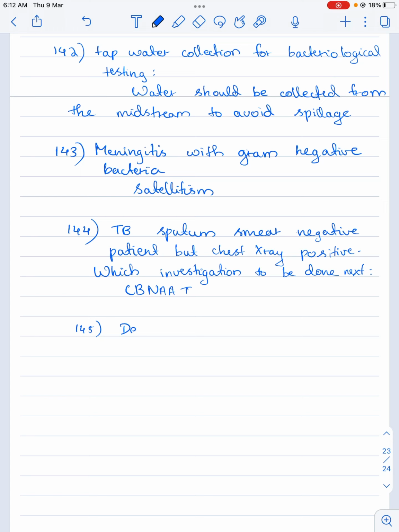A patient from Delhi with thrombocytopenia. So answer to that is dengue. Next question.